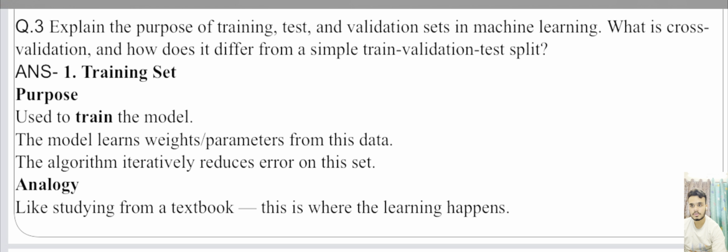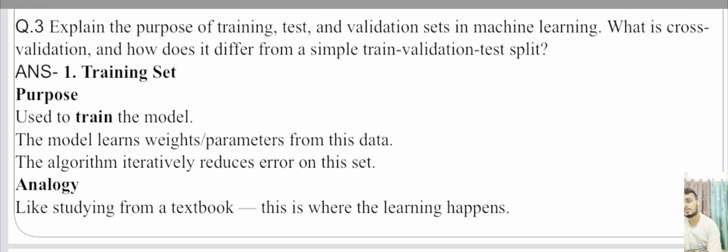Hello everyone, today I came with question 3 of the assignment. Explain the purpose of training set, test and validation sets in machine learning. What is cross validation and how does it differ from a simple train validation test split?